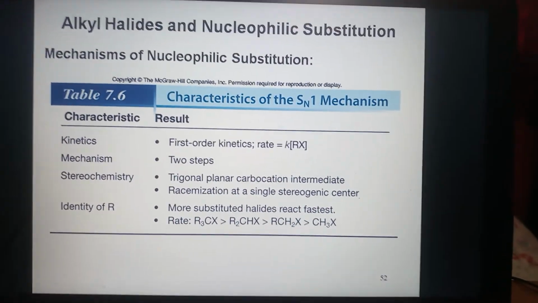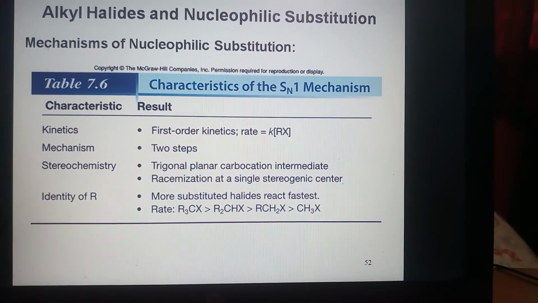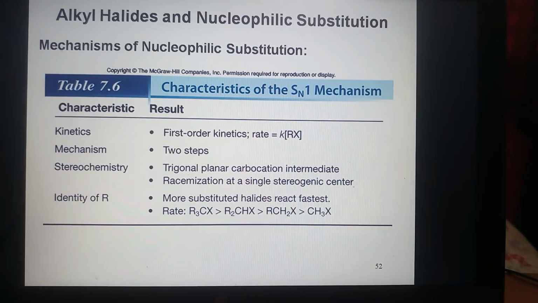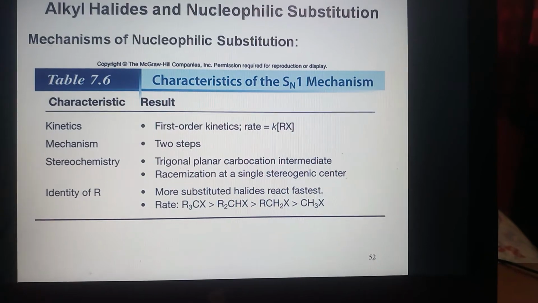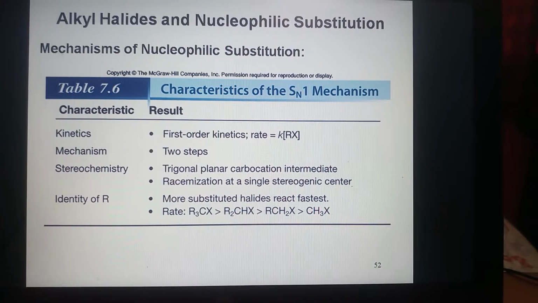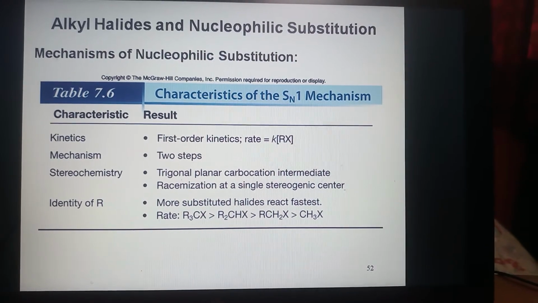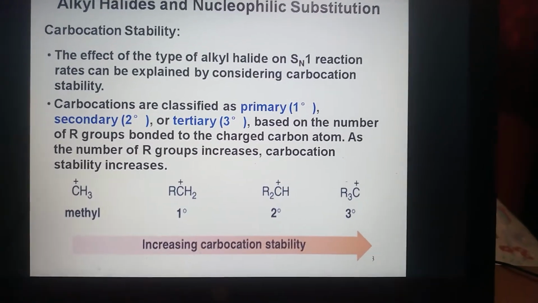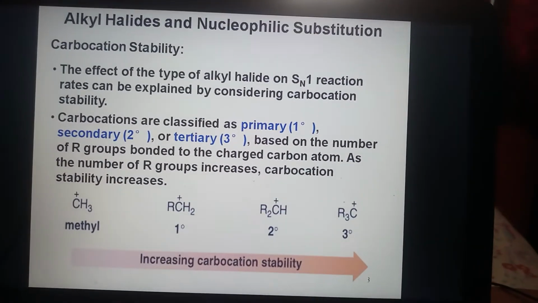So overall we have learned that the kinetics of an SN1 reaction is first order, that is rate equals k times the concentration of RX, the starting material only. Mechanism: it is a two-step mechanism. Stereochemistry: trigonal planar carbocation intermediate, and racemization at a single stereogenic center. Identity of R: more substituted halides react fastest, so the rate is tertiary butyl greater than secondary, greater than primary, greater than methyl. So carbocation stability is the key part for the SN1 reaction.